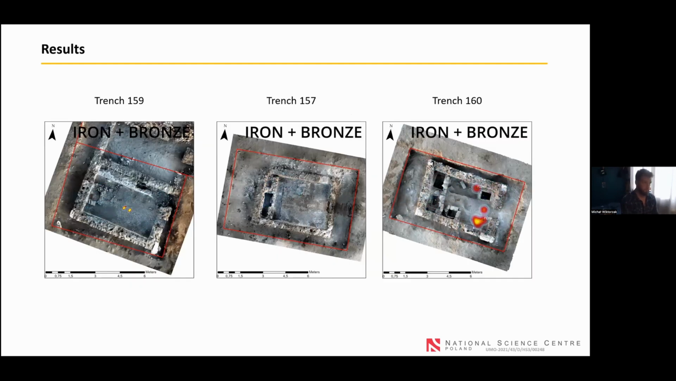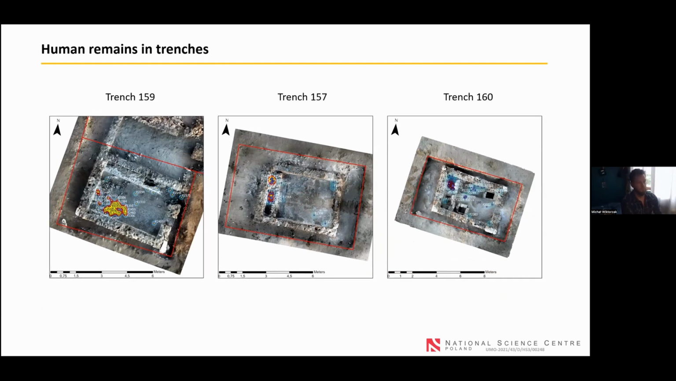As you can see, there are some patterns that developed during this analysis, and each trench was a bit different. However, if you look at the human remains, each of the presented trenches has the remains at the furthest point from the entrance, and each trench has an entrance from the east side. For example, if you look here, every human remain is on the west side.